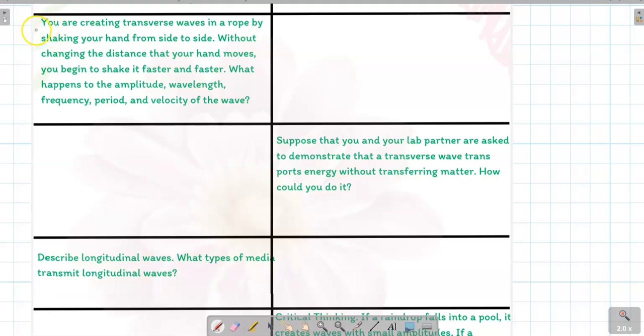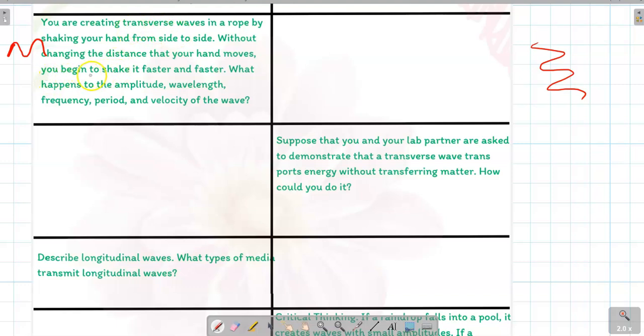This question is an application type in waves. In waves, you are creating transverse waves, like this using your rope. You have a rope and you are shaking your hand from side to side like this. It is like a horizontal transverse wave you are making, without changing the distance that your hand moves. You are fixing your hand and moving it side to side to create the transverse wave.